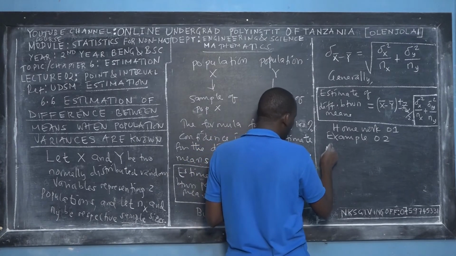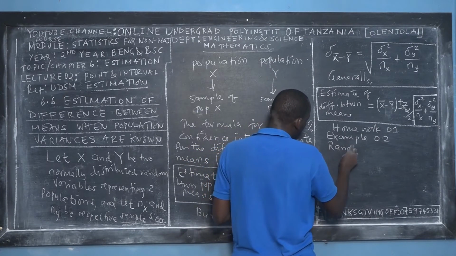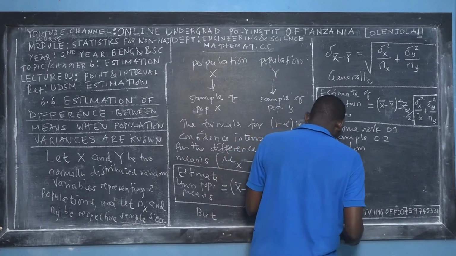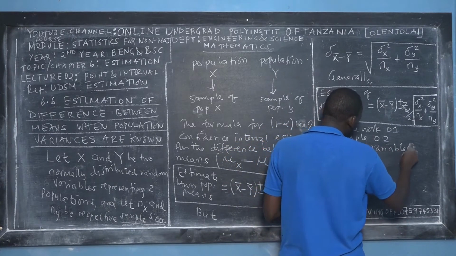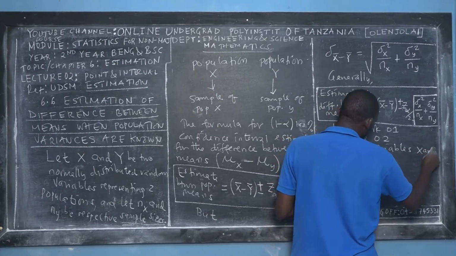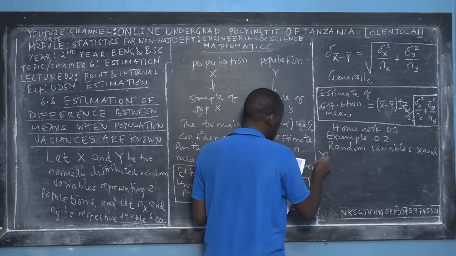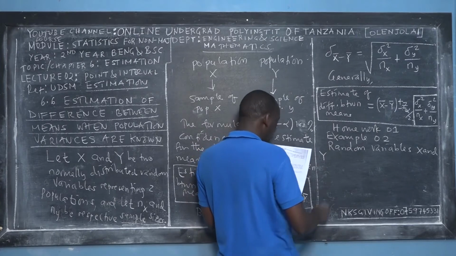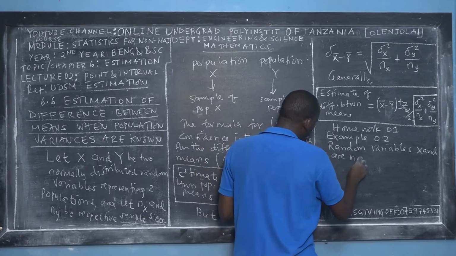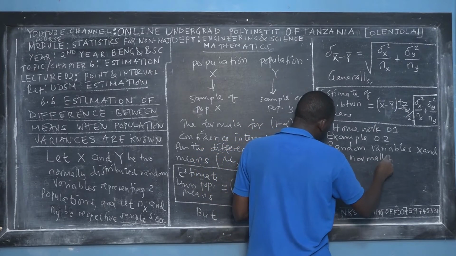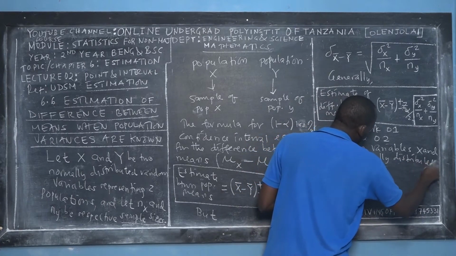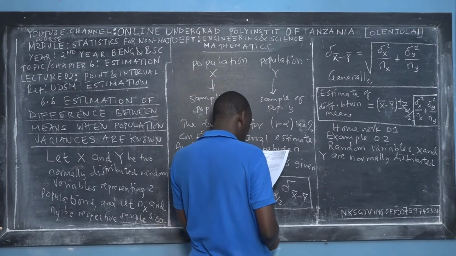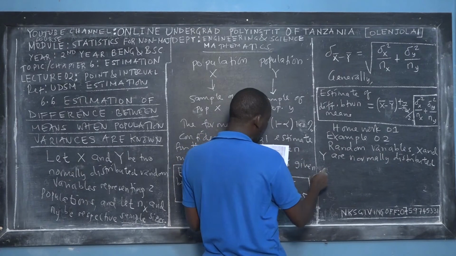So the question states that random variables x and y are normally distributed with standard deviation.